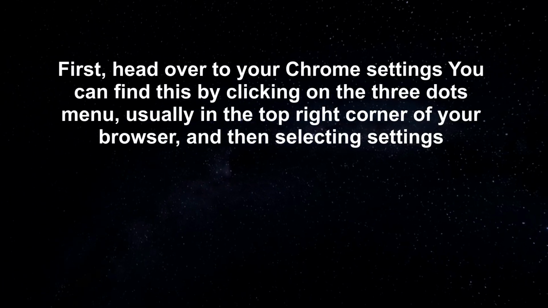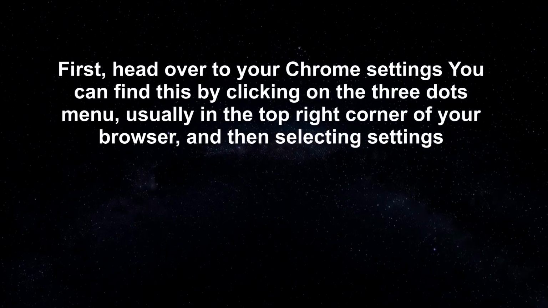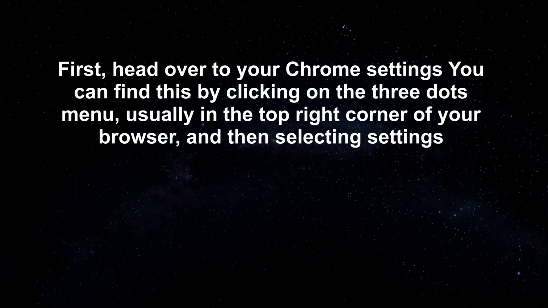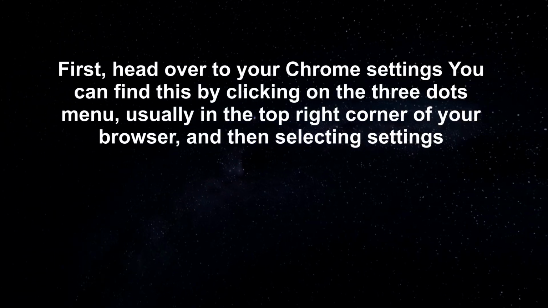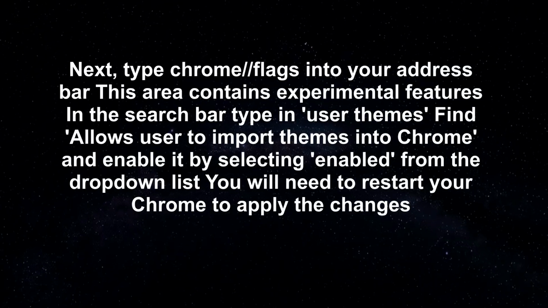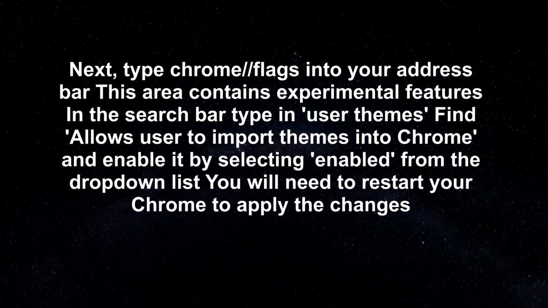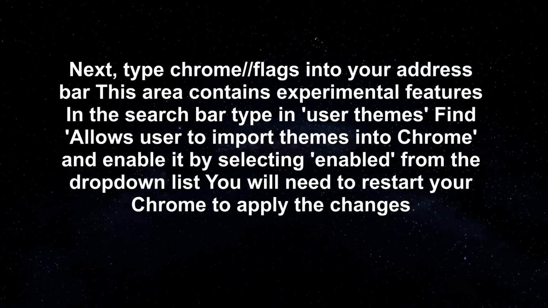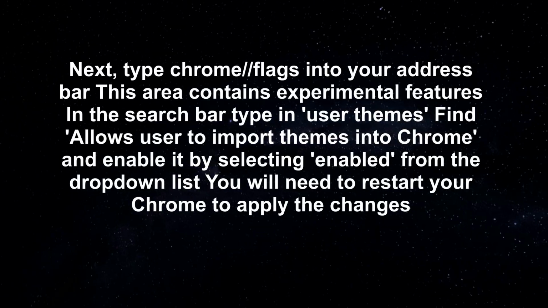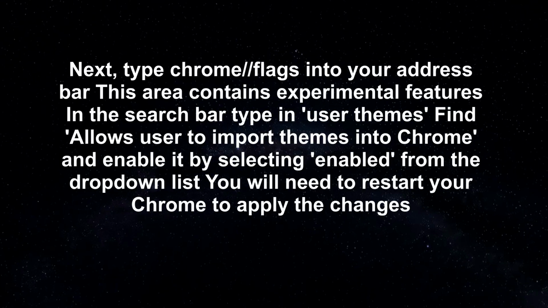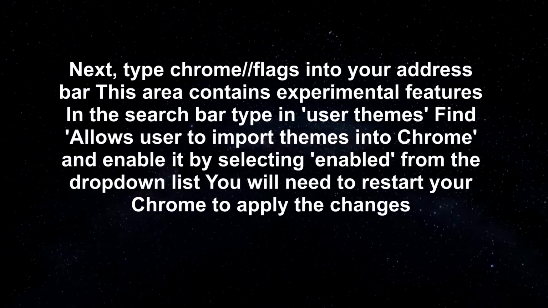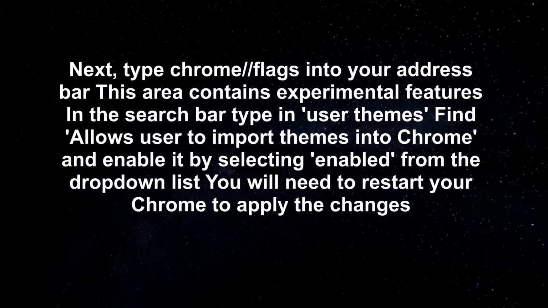You can find this by clicking on the three dots menu, usually in the top right corner of your browser, and then selecting Settings. Next, type chrome://flags into your address bar. This area contains experimental features. In the search bar, type in User Themes. Find "Allow user to import themes into Chrome" and enable it by selecting Enabled from the drop-down list. You will need to restart your Chrome to apply the changes.